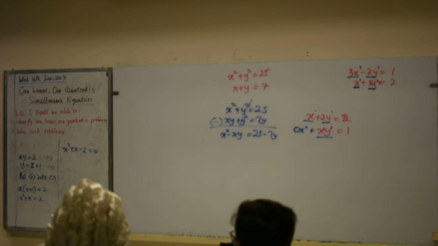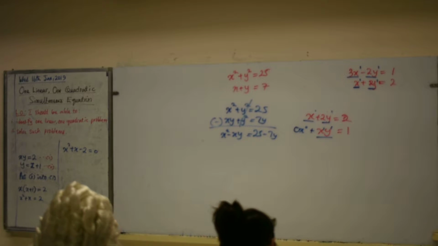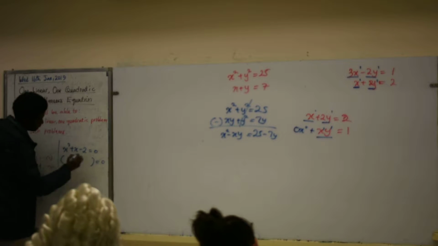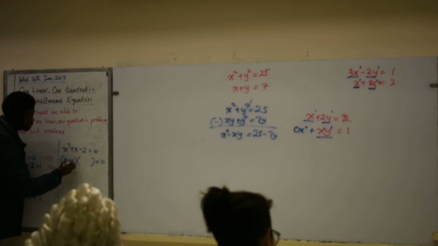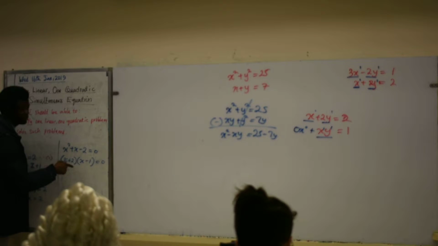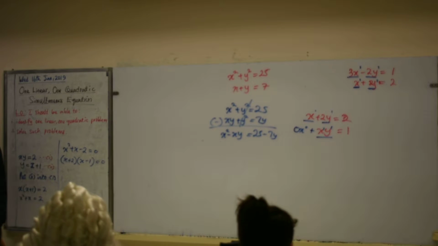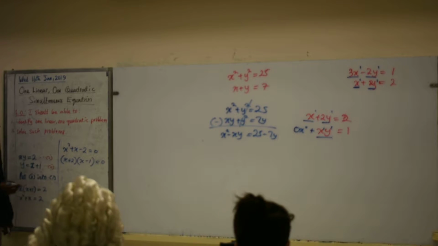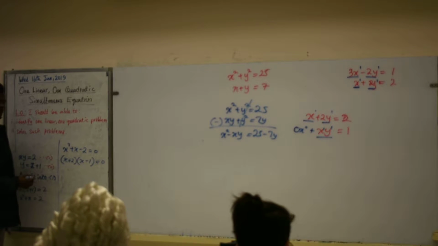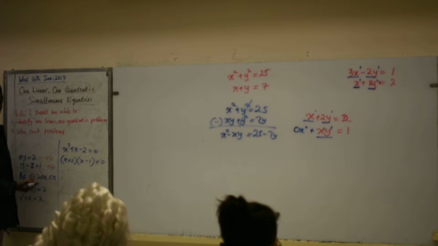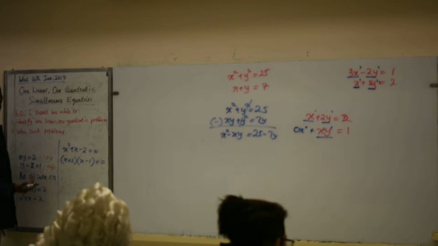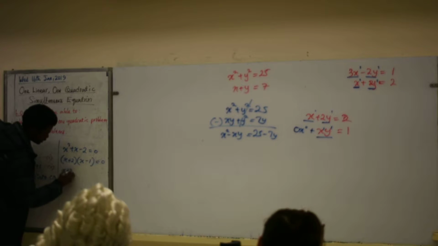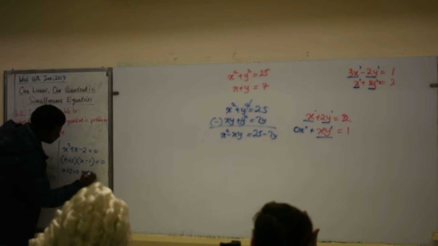Does everybody remember how to factorize this? So what do we get when we factorize? x plus 2, bracket, x minus 1. Does everybody agree with that? Is that what we all got? Okay, good. So at this point, what do we do? You have to get 2 different answers for x. So x plus 2 is equal to 0, or x minus 1 is equal to 0.